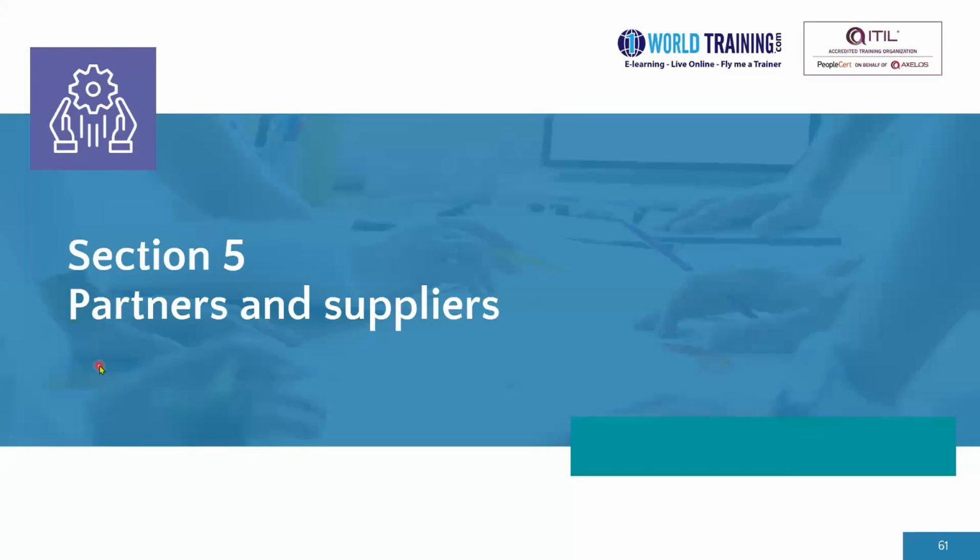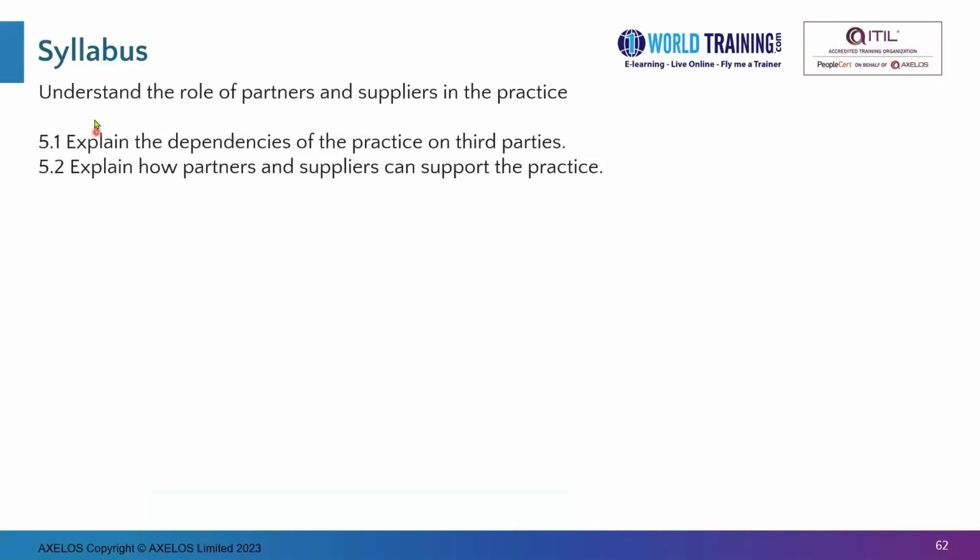We are now in section 5, the partners and suppliers perspective or dimension for information security management. For the exam, we will understand the role of partners and suppliers in this practice, particularly the dependencies of this practice on third parties, and also how the partners and suppliers can support the practice.